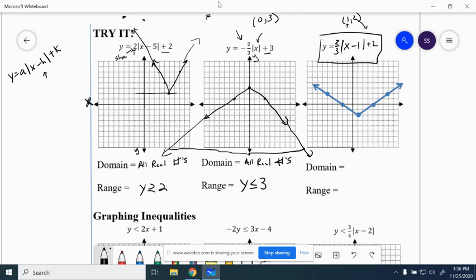Okay, next one here. Same thing, hopefully you're realizing with the domain, it's going to be all real numbers. And what's our minimum value of y? Looks like that would be in terms of the y-axis, can't get lower than here, which is at negative 2. And the arrows are going up, so there isn't going to be a maximum value. So this is just going to be y has to be greater than or equal to negative 2.